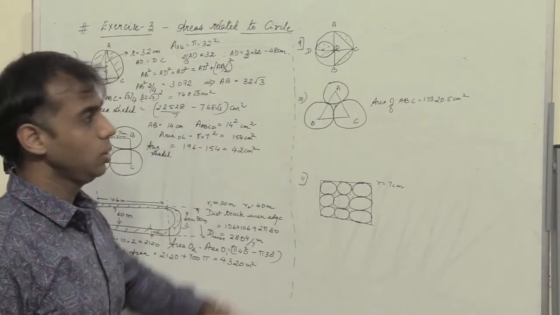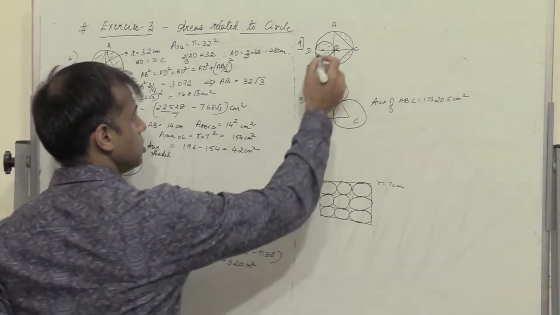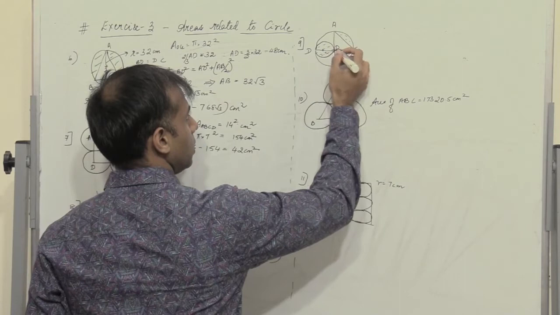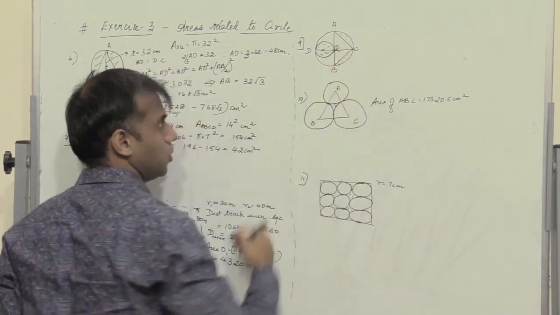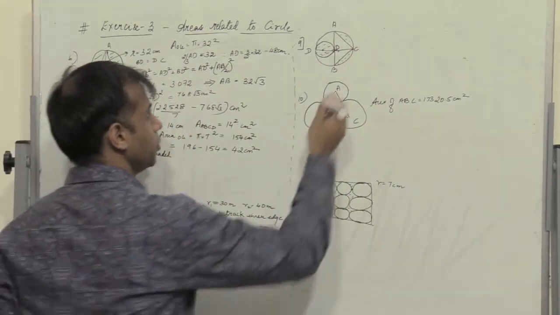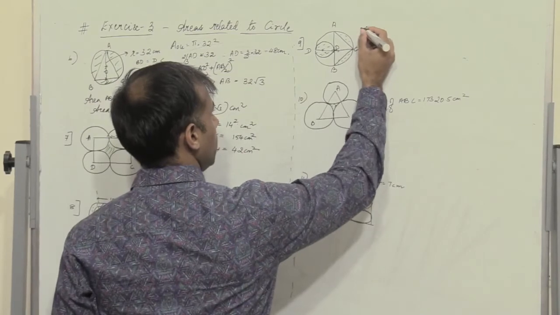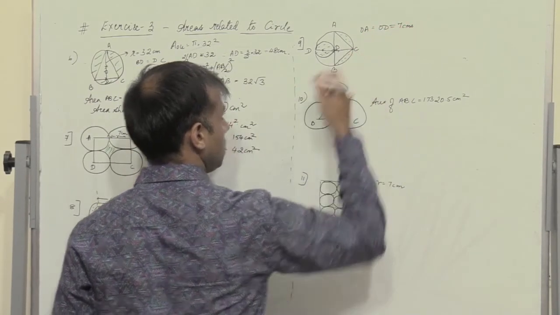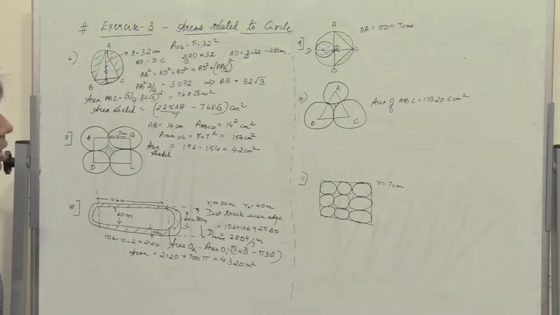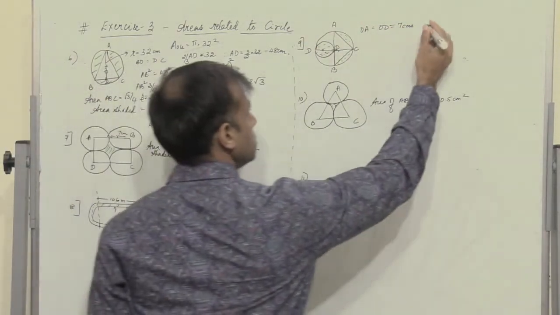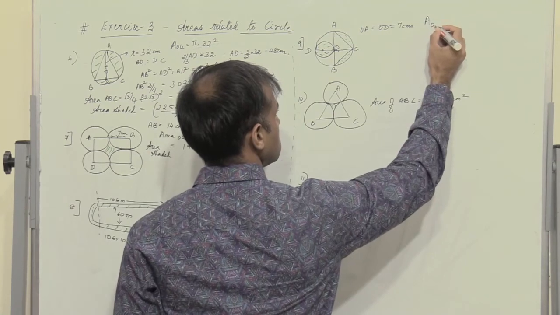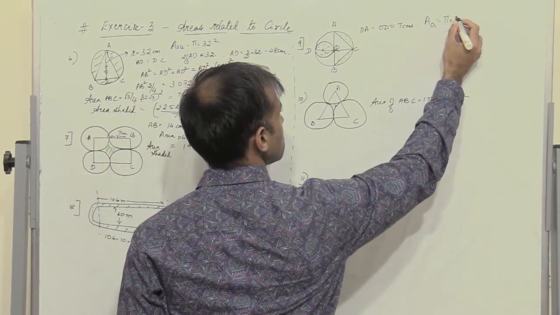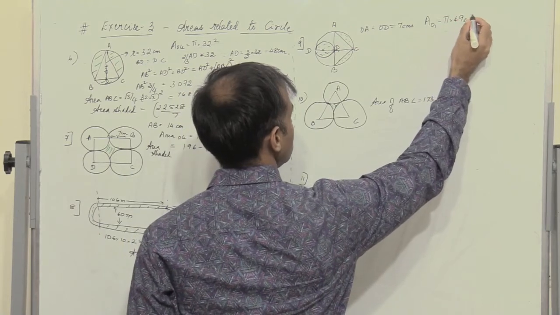So given problem 9, we need to find the area of this shaded region. Given OA equals OD, because it forms the radius, so OA equals OD equals 7 centimeters, which has been given. So let us find the area of this entire circle. So the area of circle 1, which is the bigger circle, is pi into r square, which is 49 centimeters square.